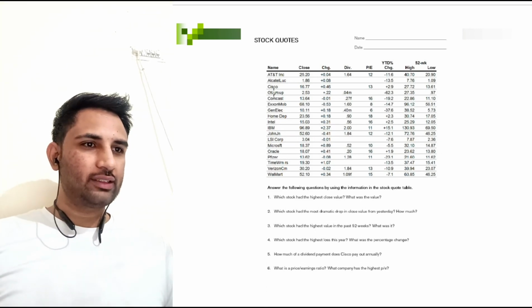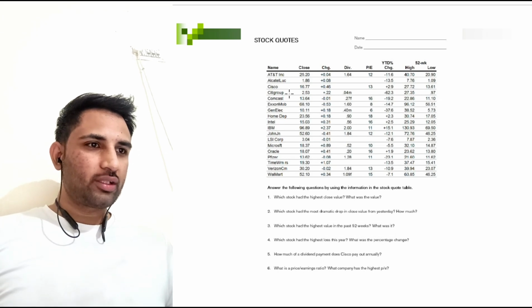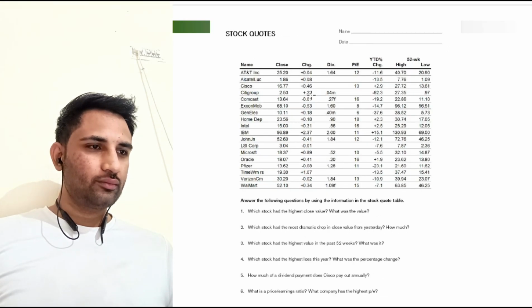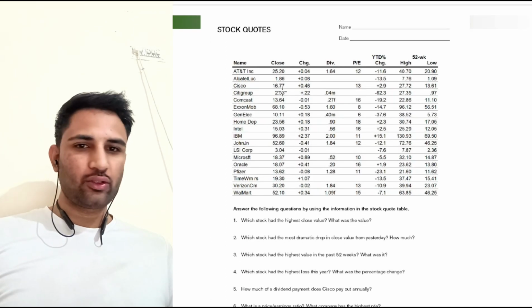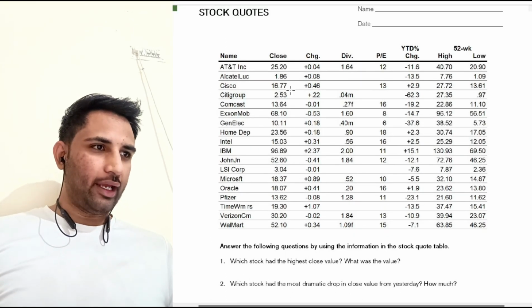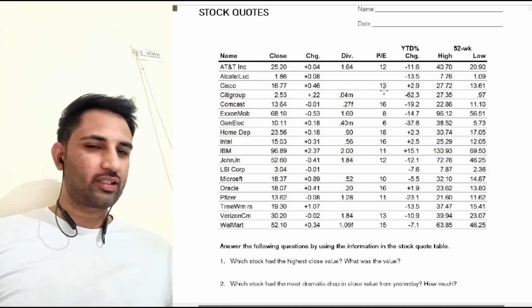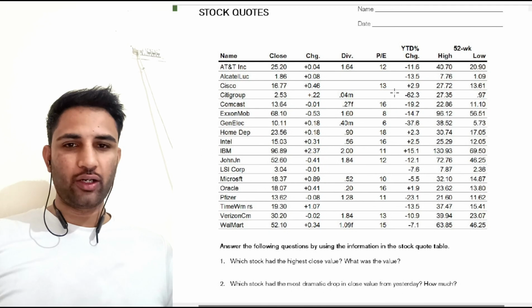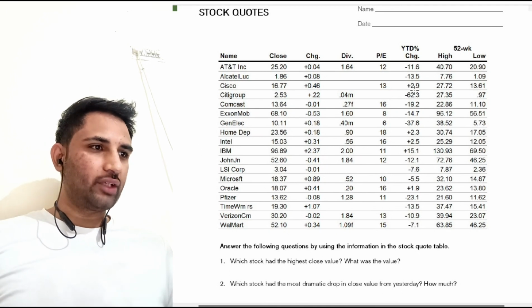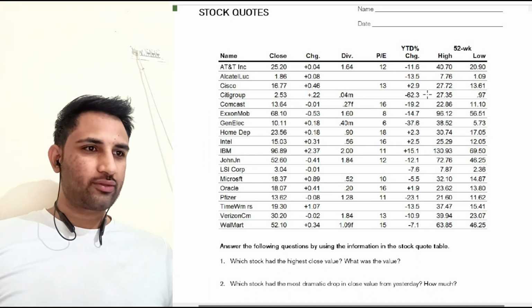Then the next one is Citigroup. The closing price of Citigroup was 2.53. The change is 0.22 percentage positive. The dividend is 0.04 per share, and the year to date change is negative 62.3. That means the stock has dropped more than half in the last 1 year, and the 52-week high and low were 27.35 and 0.97.